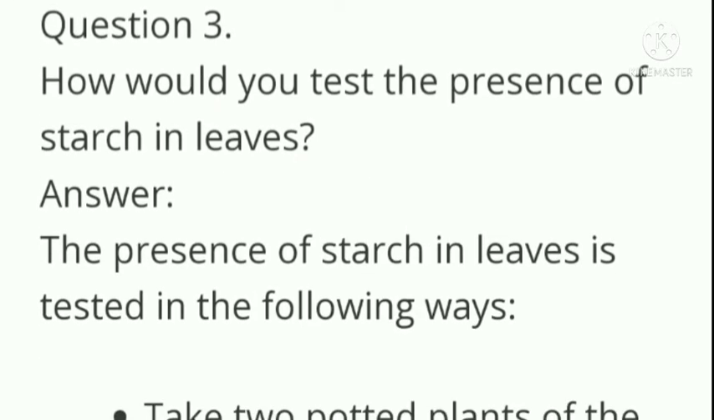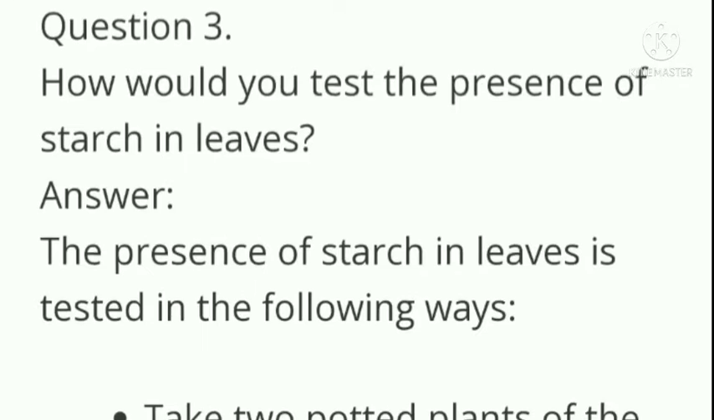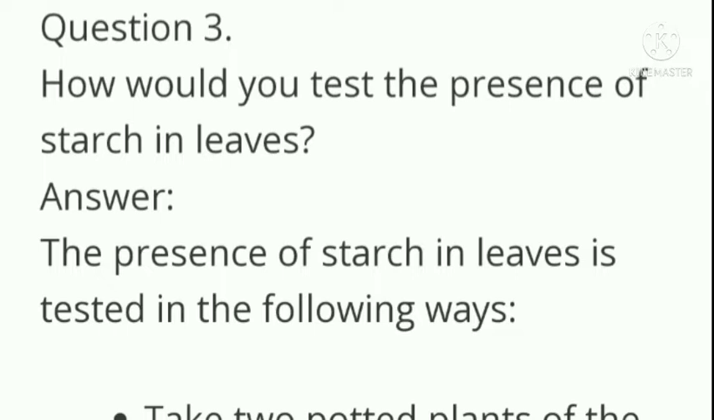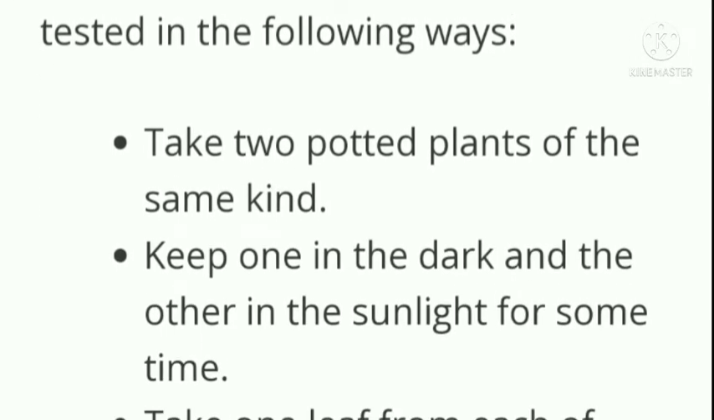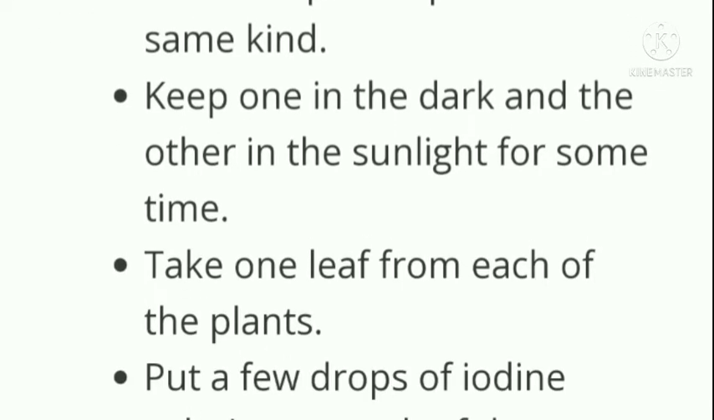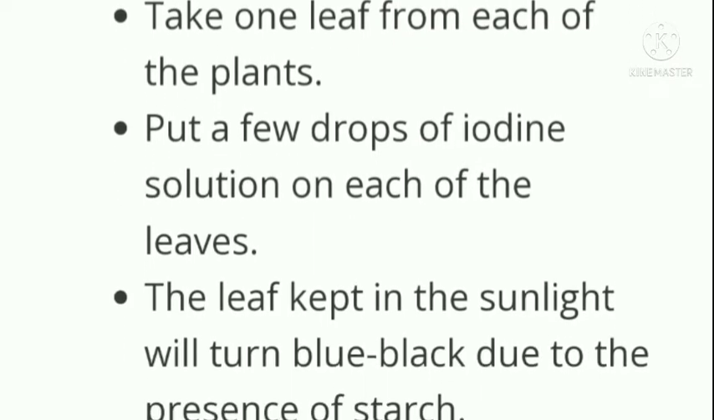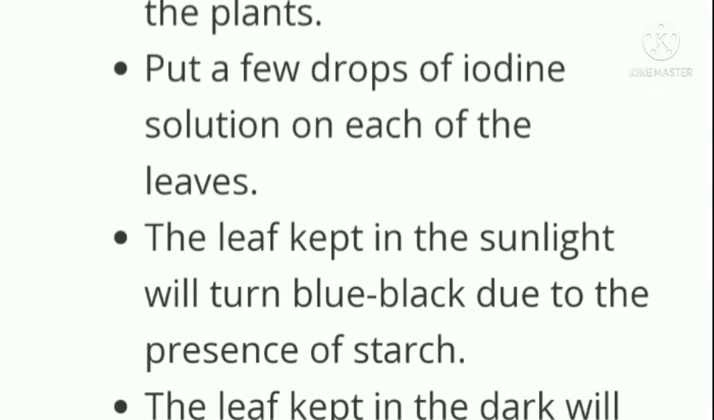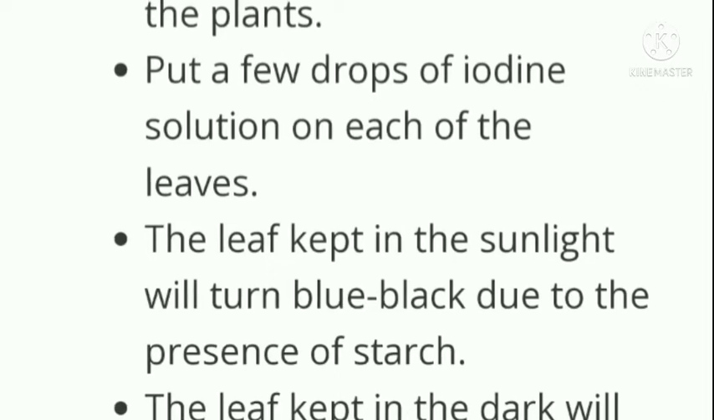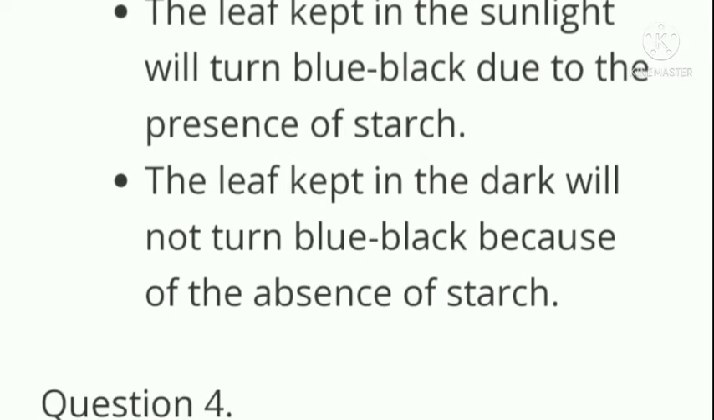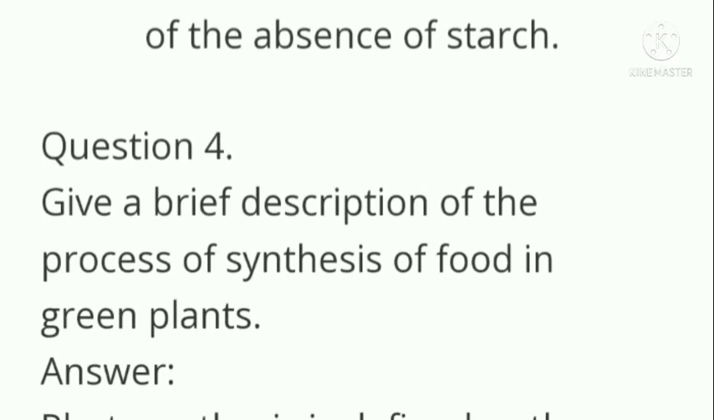Question number 3. How do you test the presence of starch in leaves? Answer. The presence of starch in leaves is tested in the following ways. Take two potted plants of the same kind. Keep one in the dark and the other in the sunlight for some time. Take one leaf from each of the plants. Put a few drops of iodine solution on each of the leaves. The leaf kept in the sunlight will turn blue-black due to the presence of starch. The leaf kept in the dark will not turn blue-black because of the absence of starch.